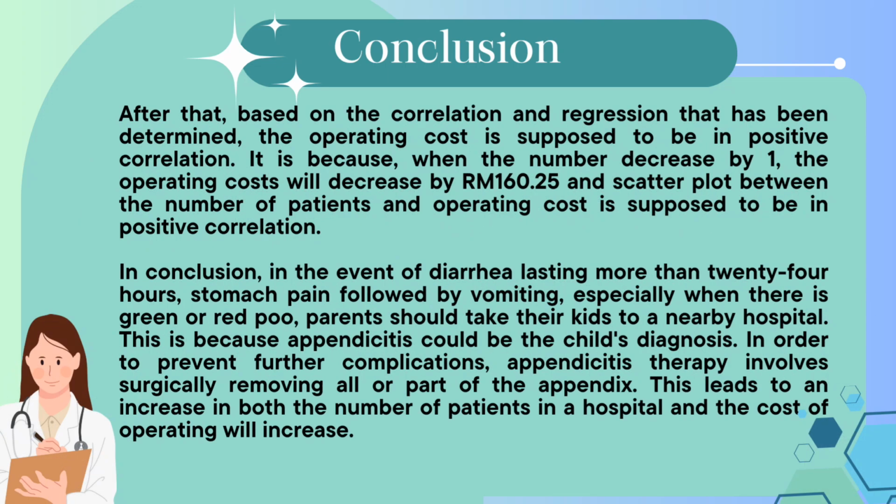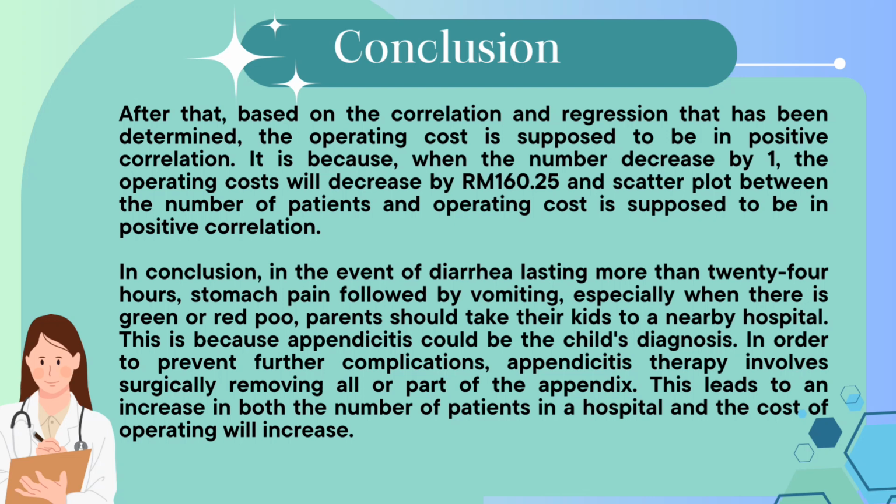After that, based on the correlation and regression that has been determined, the operating cost is supposed to be in positive correlation. It is because when the number decreases by 1, the operating cost will decrease by 160 ringgit 25 cent, and scatter plot between the number of patient and operating cost is supposed to be in positive correlation.